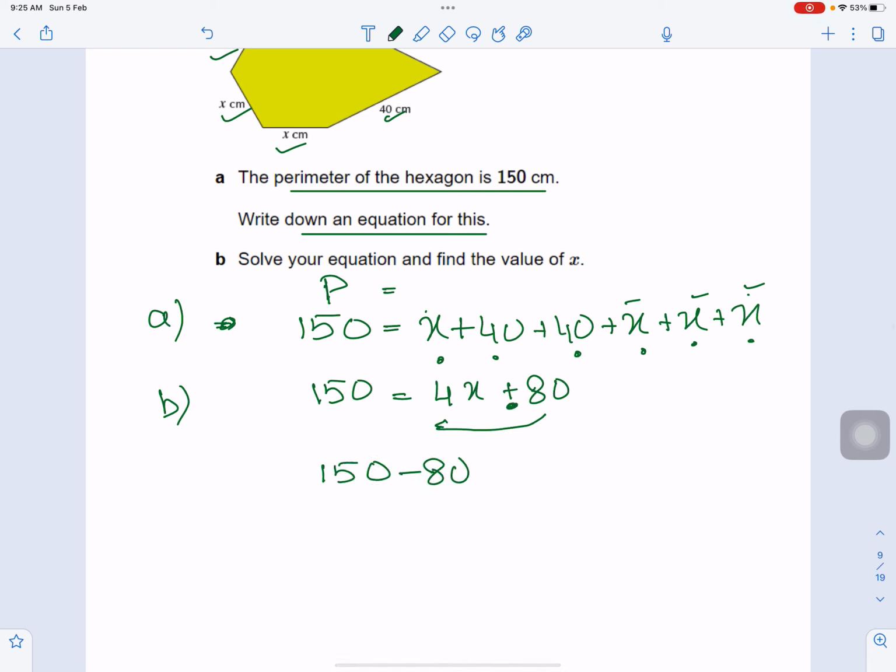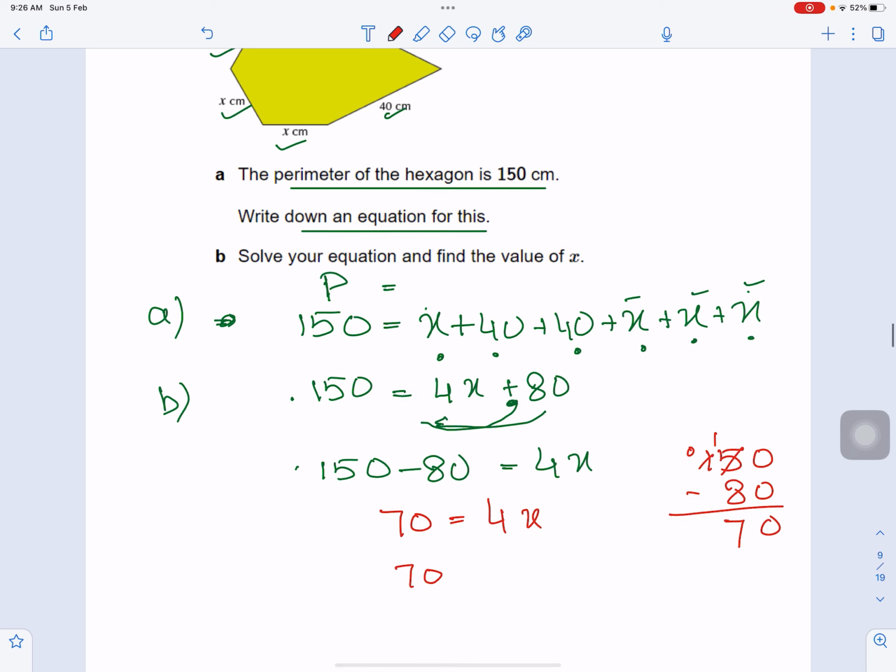So now after that I will bring 80 to the other side. The sign is plus. When it goes to the other side, it will become minus. Don't change the sign of 150. It is still at the same place. So what is 150 minus 80? Quickly, I hope you can subtract here. No calculator. 15 minus 8, 70. So it will be 70 is equal to 4x, and then you will divide 70 by 4.